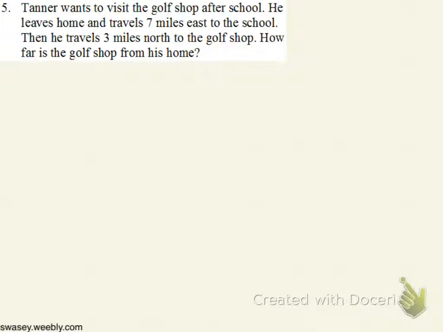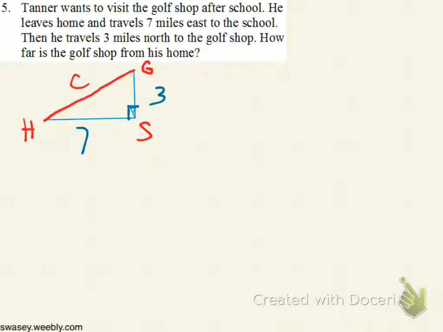Here he travels 7 miles east. And then 3 miles north. So this is forming a right triangle. Our goal is to find this distance. So he's leaving from home, going to school, and then going to the golf shop. So we're looking for the distance from home to the golf shop. I'll use c for that hypotenuse.